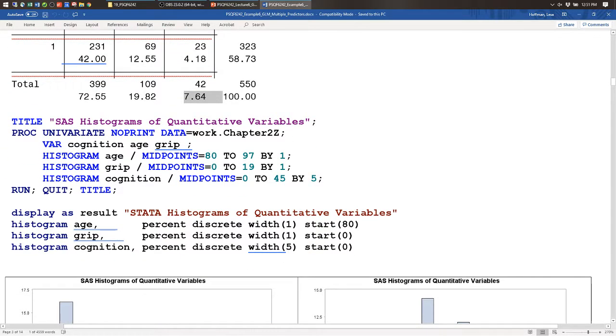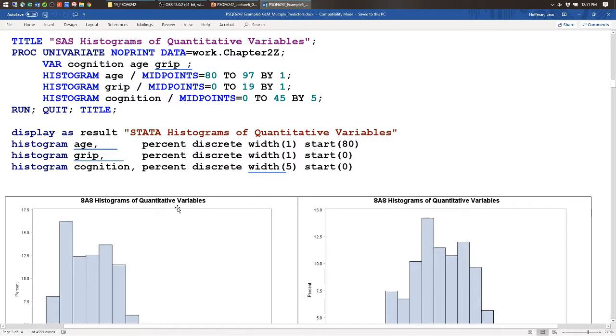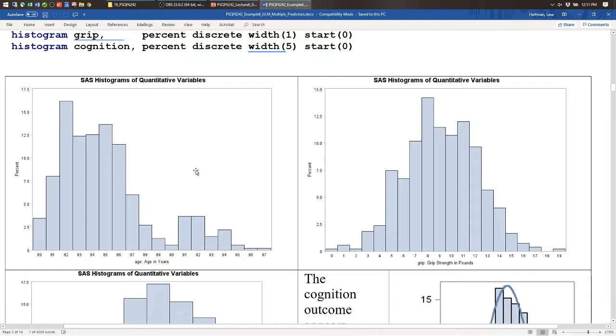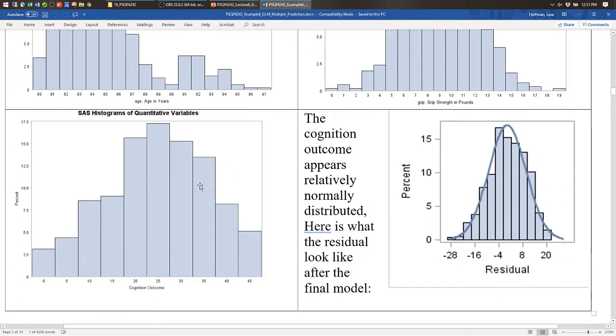Pictures are always helpful to get a sense of how we might want to treat a variable in terms of including it in a model. So here's the distribution for age on the left. A little bit bimodal, but for the most part continuous. Grip strength looks fairly normal. And here's cognition. So, foreshadowing.